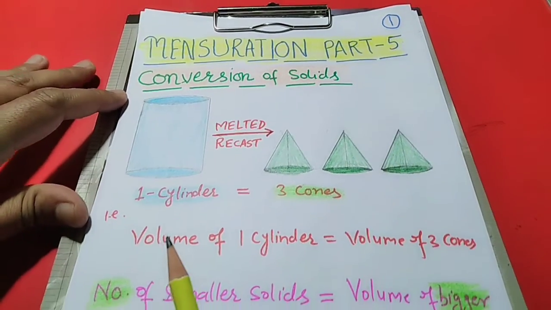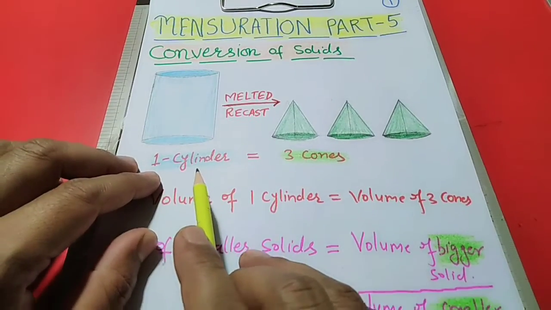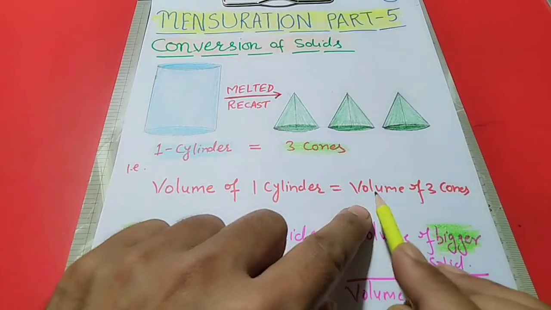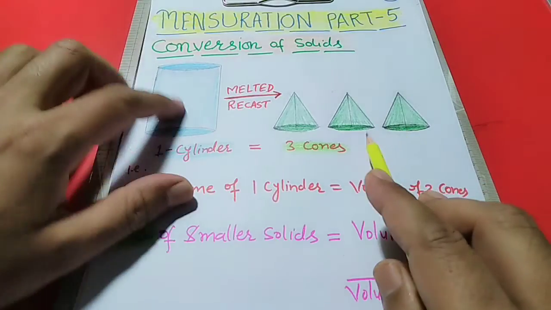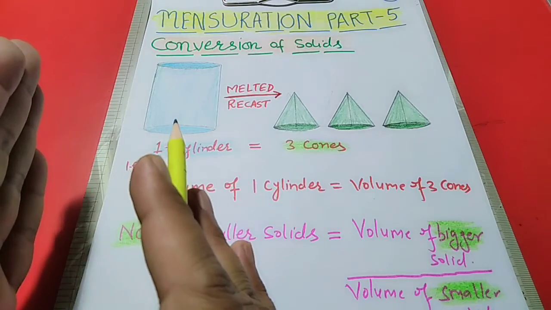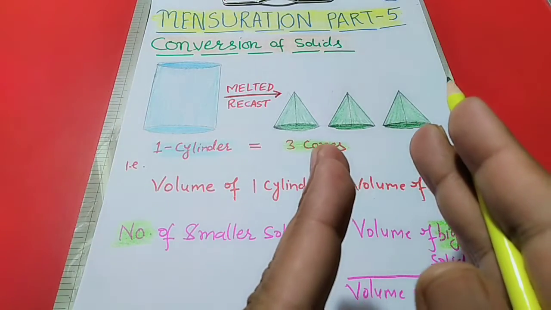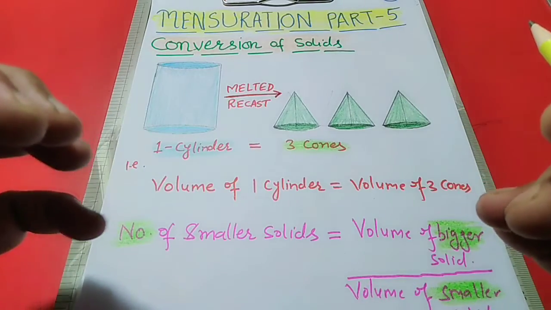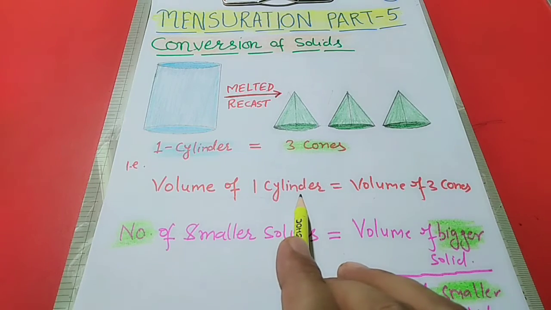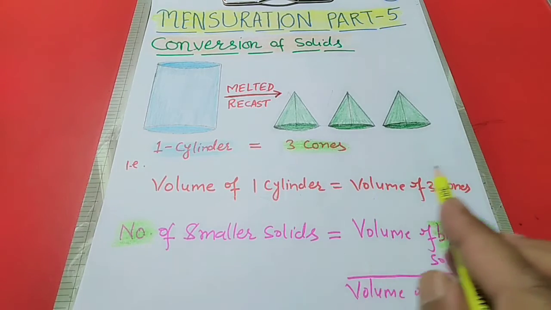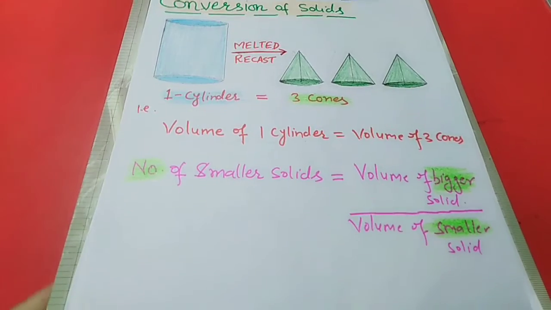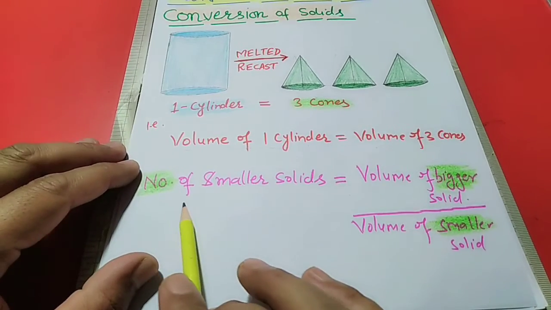So what is the theme and concept in this? The concept is that the volume of one cylinder will be equal to the volume of three cones. So this is the basic of conversion of solids. Whenever you are converting one solid to a number of solids, or to one solid, the volume of these two will be equal. That is, the volume of the previous solid equals the volume of the recasted solid. This is the concept, and in most of the questions we will use this formula.